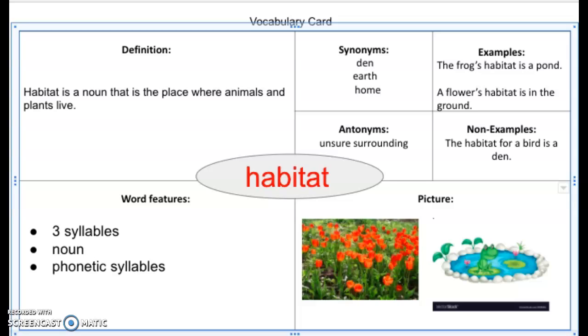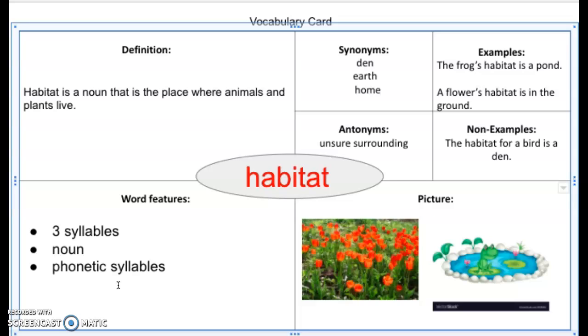So, guys, since we cannot be together today, I did want to tell you about our new vocabulary word. I made the vocabulary card by myself since you guys were not with me. But our new word that you see in the middle in red is the word habitat. And I really feel like a lot of you already know this word and probably already know how to use that. So, that's fabulous.